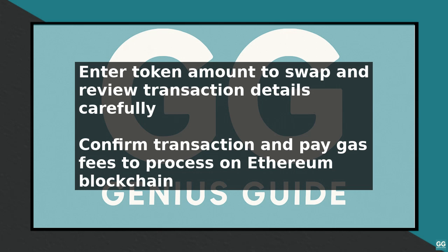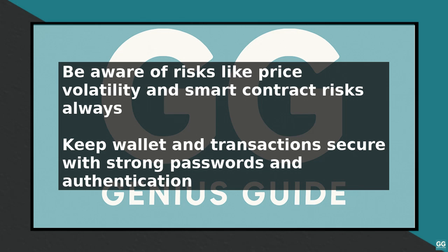Once the transaction is confirmed, it will be processed on the Ethereum blockchain and the swapped tokens will be added to your wallet. It is essential to be aware of the risks associated with swapping on Uniswap v2, including price volatility and smart contract risks.